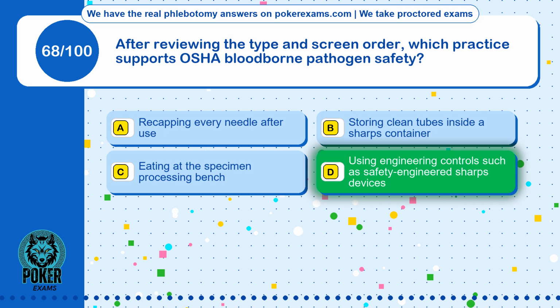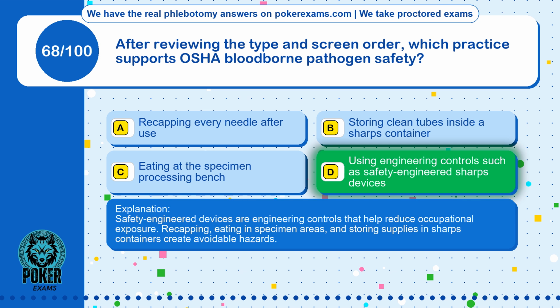The correct answer is option D. Using engineering controls such as safety engineered sharps devices. Safety engineered devices are engineering controls that help reduce occupational exposure. Recapping, eating in specimen areas, and storing supplies in sharps containers create avoidable hazards.